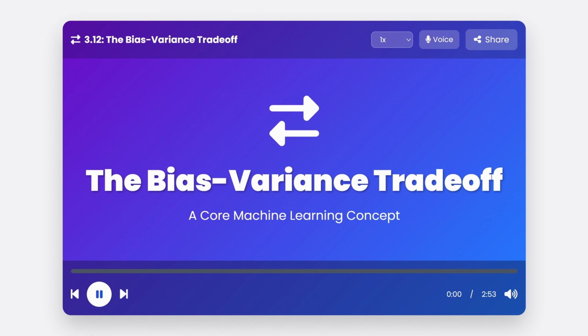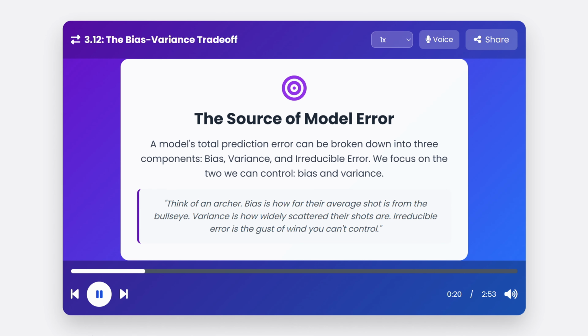Welcome back. In our last lesson, we learned to identify overfitting and underfitting. Today, we're going to dive one level deeper and understand the theoretical reason for these problems, the famous bias-variance trade-off. Any machine learning model's total error can be broken down into three parts.